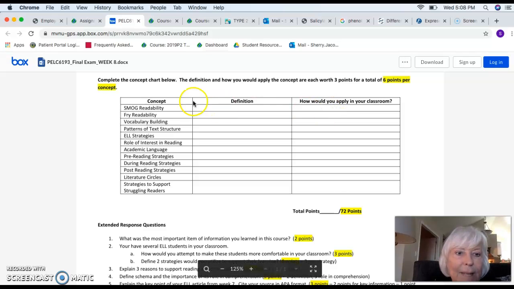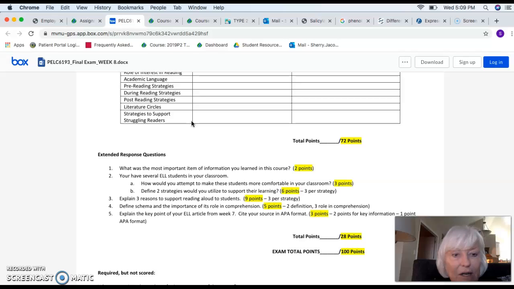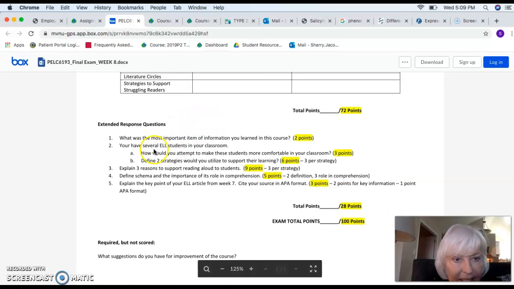So for an example, if I'm doing a readability, then how would I apply it? I would give that readability on a particular text to see whether my student is ready for that particular text or a text in general, to be able to interact with it. So that's what that is.